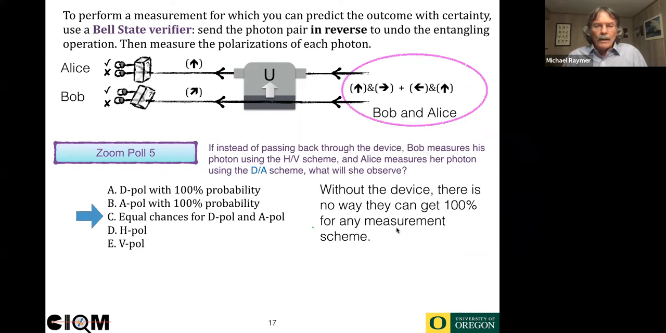So notice that without using this device, and without both Bob and Alice sending their photons through this device backwards, or right to left, there's no way that they can do any measurements over here that will guarantee that they can both predict their outcomes with 100% certainty. But if they have the device and they run backwards through, they can predict exactly that these two upper detectors will click. That's quite a big difference.